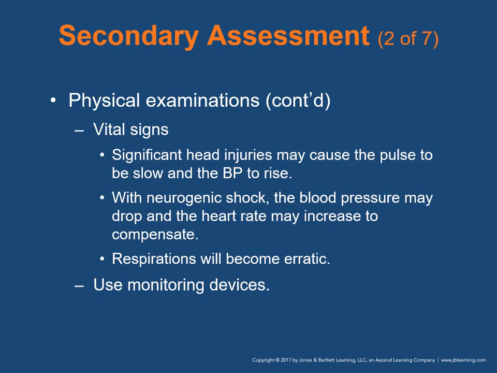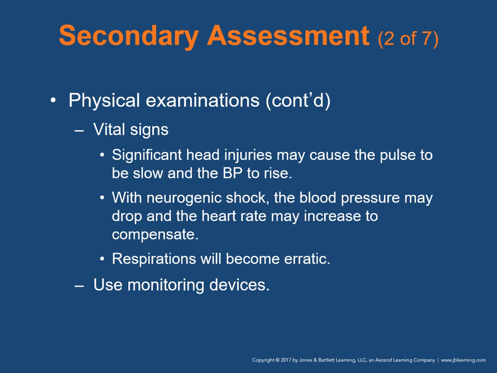Obtaining a complete set of baseline vital signs is essential. Significant head injuries may cause the pulse to slow and the blood pressure to rise. With neurogenic shock, the blood pressure may drop and the heart rate may increase to compensate. Respirations will become erratic with complications from both head and spine injuries. Hypotension may be present with cervical or high thoracic spine injuries. The heart rate may become slow or fail to increase in response to hypotension.